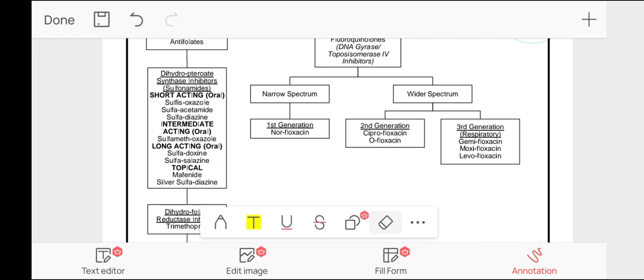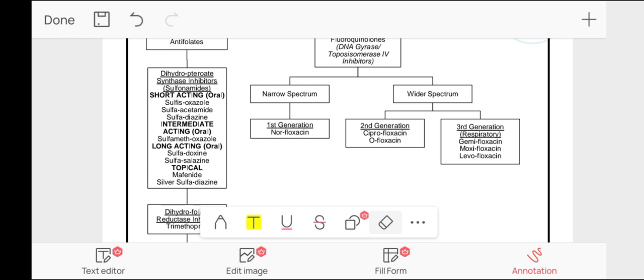The short acting include sulfisoxazole, sulfacetamide, sulfadiazine, while intermediate includes sulfamethoxazole. This drug is used in combination with trimethoprim, called trimethoprim sulfamethoxazole, while long acting include sulfadoxine, sulfasalazine, while topically applied drugs include mafenide and silver sulfadiazine. They are topically applied and are used for burn infections. So we have talked about their pharmacokinetic properties on the basis of their duration of action.